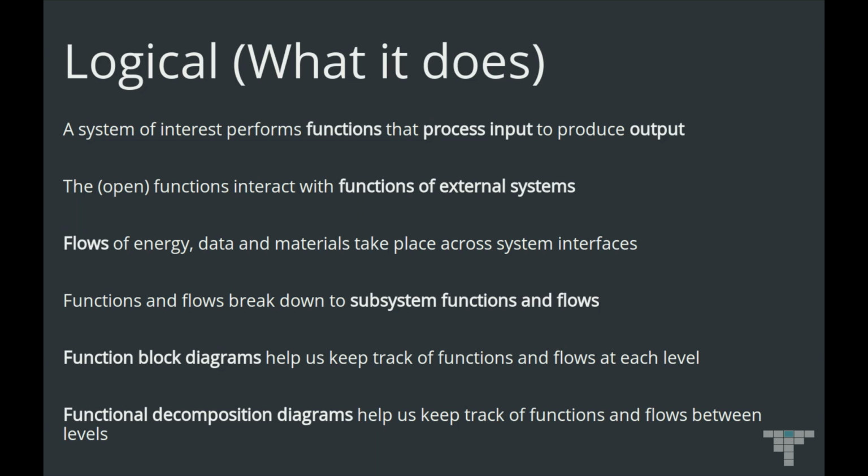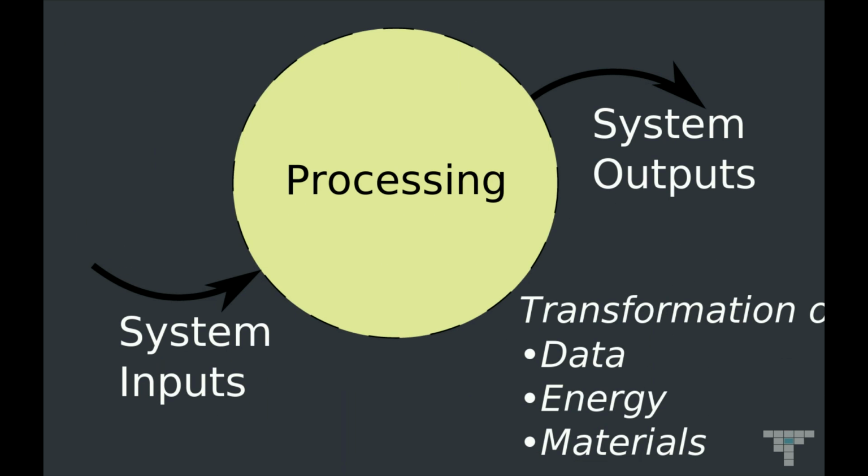Function block diagrams help us keep track of functions and flows at each level. Functional decomposition diagrams help us keep track of functions and flows between levels. The functions of a system are what it does. Functions take input, they perform some processing, and they produce output. They transform data, energy, and materials from input to output. Functions are usually named with a verb and then a noun.